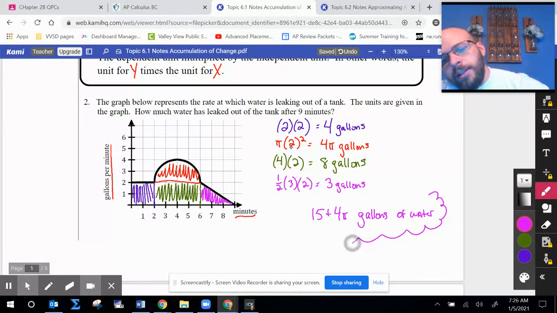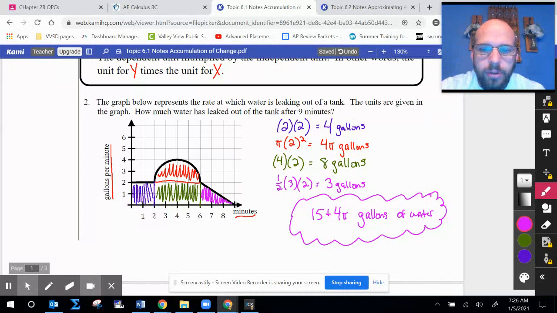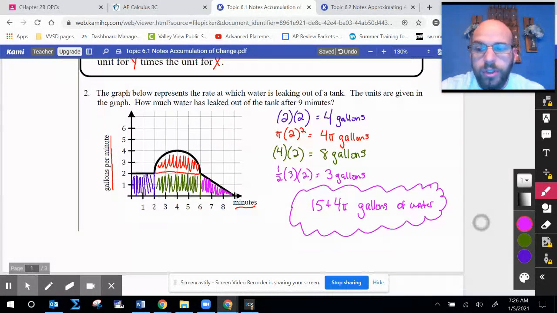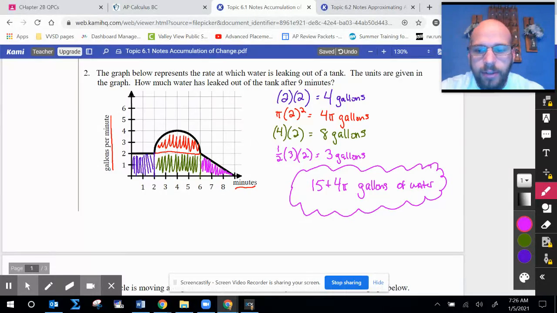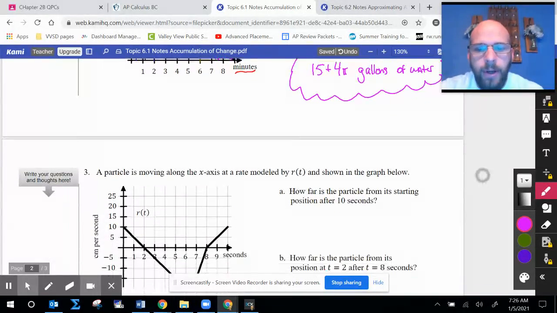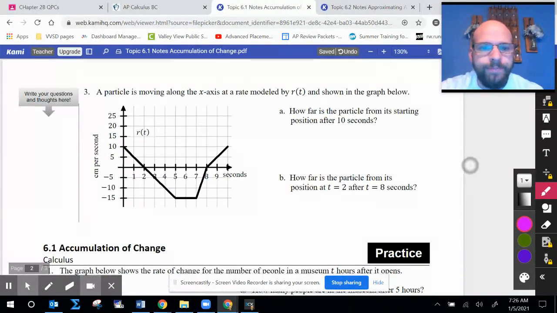Okay, so that is how much water has flown through the pipe during those 9 minutes, or has leaked out of the tank, I should say, during those 9 minutes. Okay, so let's do it again, same idea. But instead of talking about water flowing out of a pipe, we're talking about movement, right?